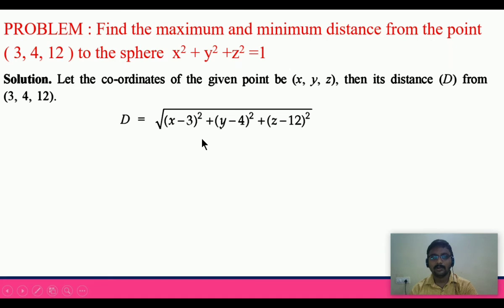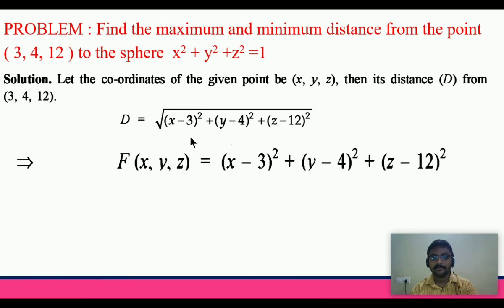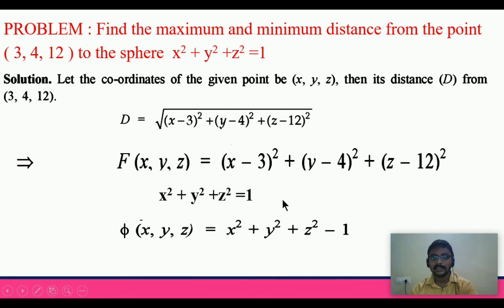Now squaring on both sides. So clearly square and root get cancelled. Let it be some capital F. So F of x, y, z is x minus 3 whole square plus y minus 4 whole square plus z minus 12 whole square. It is the given expression. Now the constraint is the sphere, that is x square plus y square plus z square equal to 1. Now the constraint function can be defined as phi of x, y, z is x square plus y square plus z square minus 1 equal to 0.